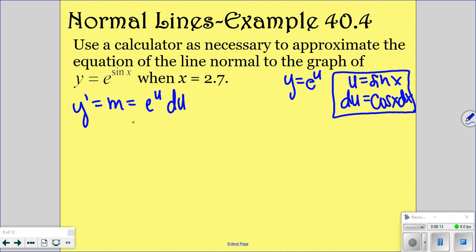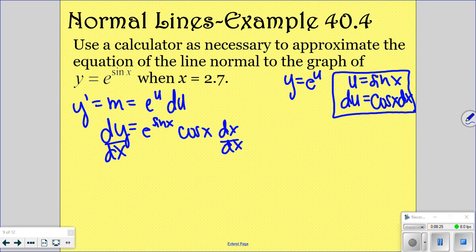And so if we substitute, we would get e to the sine x, and then cosine of x dx, which is our dy, so we can divide by dx to make that go away. So our slope is given by e to the sine x times cosine of x. And so we need to know what that slope is when x equals 2.7.